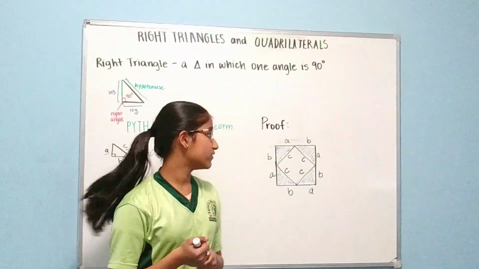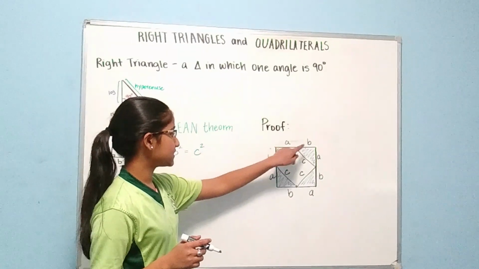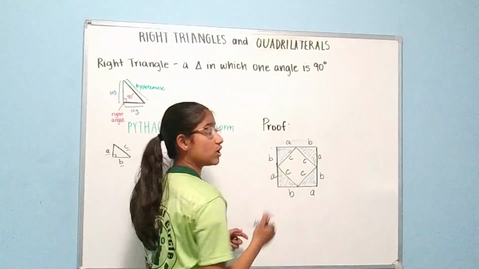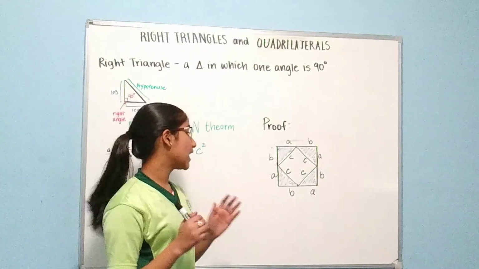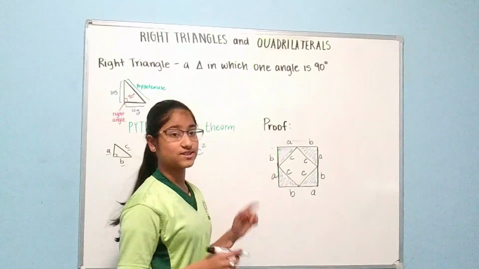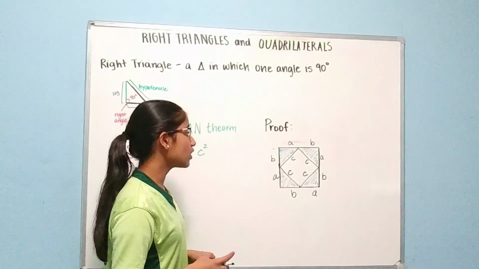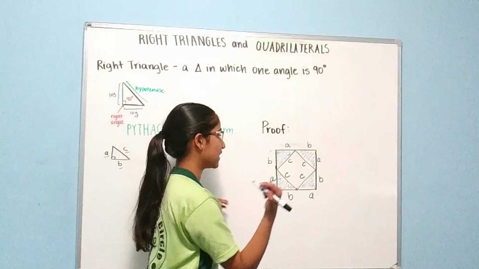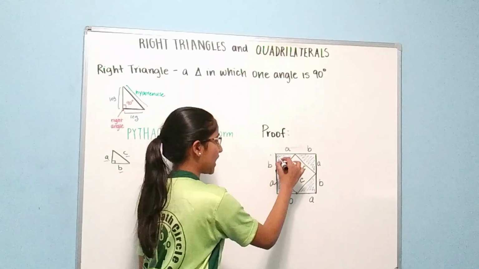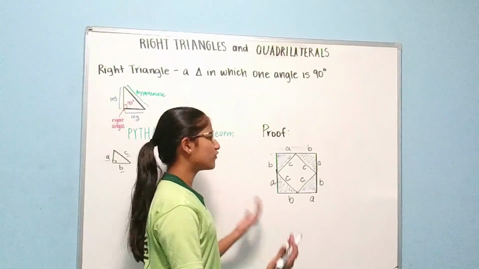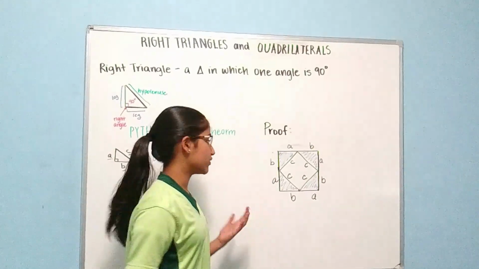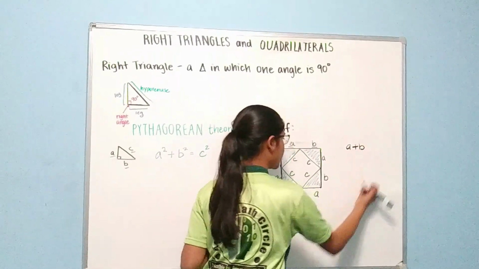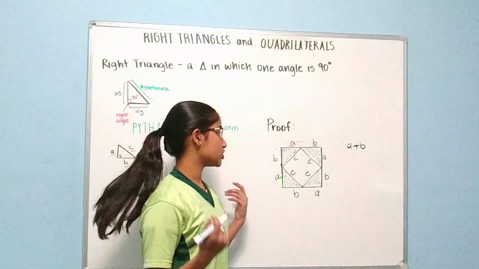Well, let's prove this theorem. So let's say that this is a square. We have a square and then we have an inner square inside it, in which all the sides are C. Well, we have to prove how to get the area of the inner square. Obviously, the area of the inner square is basically the area of the entire square minus the shaded regions. So first of all, let's find the area of the outer square. Well, each side consists of A plus B. And so the area of the square is just S squared.